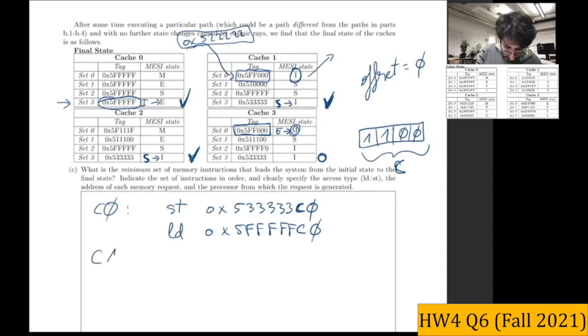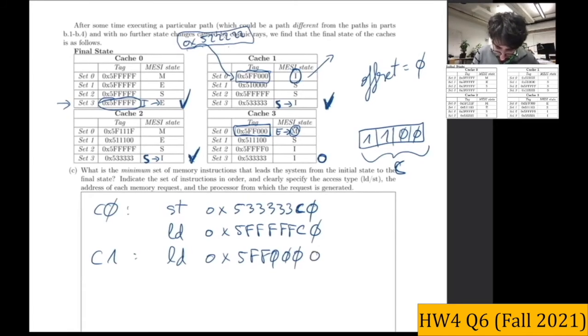So we have cache 1, we load our cache line FF000. This is in set 0 and offset 0. By doing that, we load this cache line in cache 1 in S state, and we put this in S state too in cache 3.